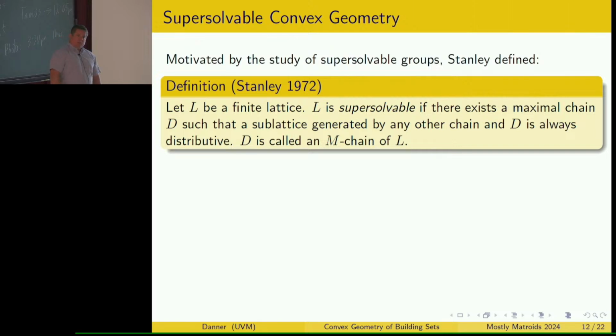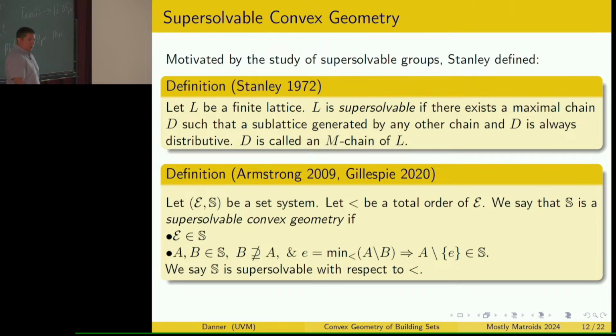There's a special type of convex geometry called a supersolvable convex geometry. A supersolvable lattice was defined by Stanley in 1972. He was motivated by the study of supersolvable groups. Right? So you have a normal chain of subgroups such that the factor groups are cyclic. And he studied that in terms of, I guess, the lattice of subgroups. And this definition, you can ignore it. It's just sort of the history of what's going on here. We're not going to get into M chains and things like that. Some of you may already work with them.